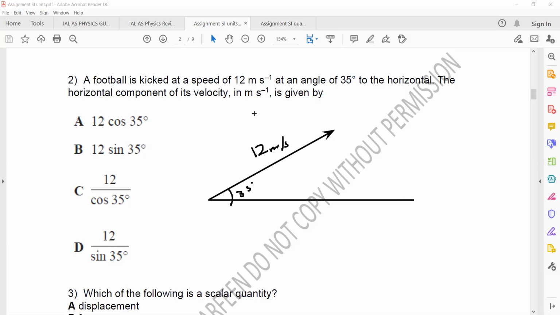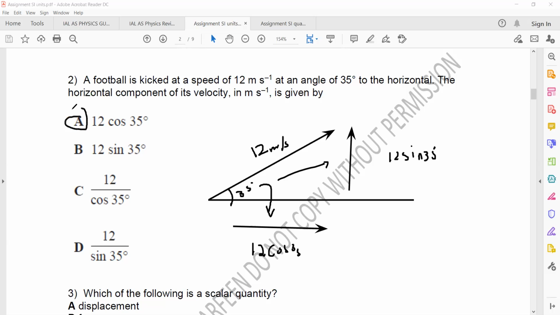So the question is about the horizontal component. There are always two components. We need only the horizontal component. So how can we find the component which is along the angle? This will be 12 cos 35. And against the angle, it will be 12 sine 35. So the answer will be A, 12 cos 35.